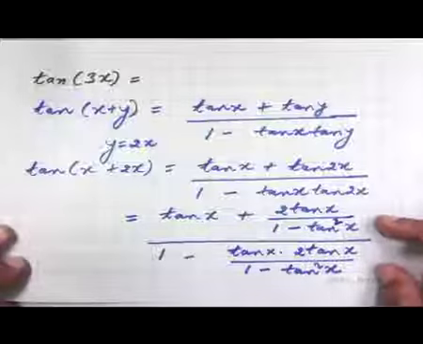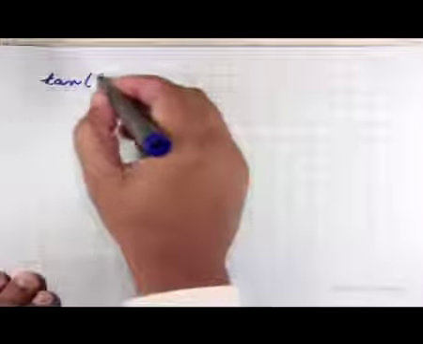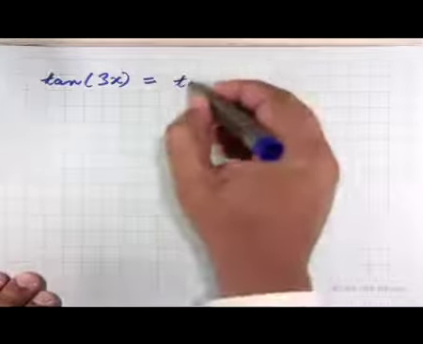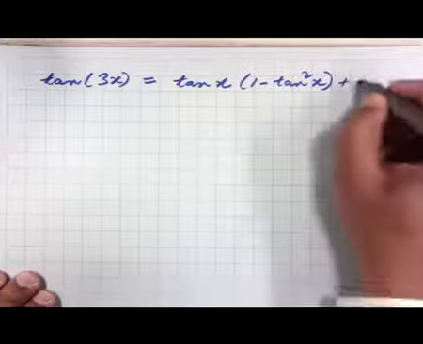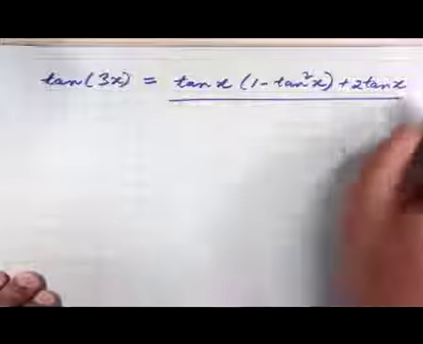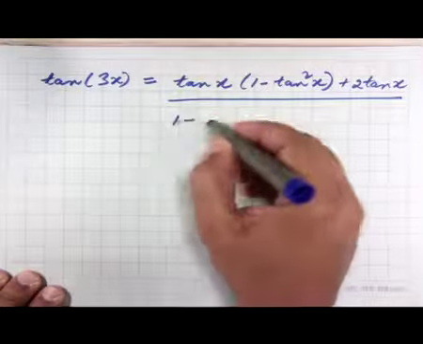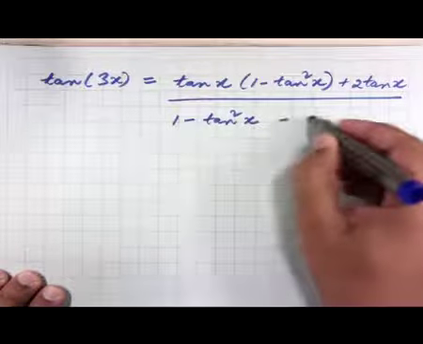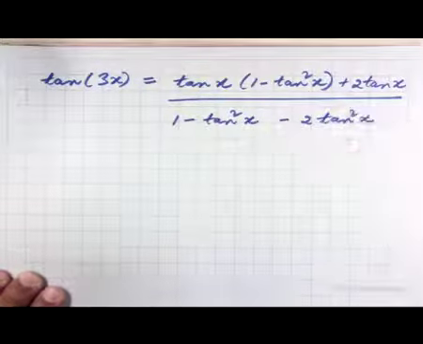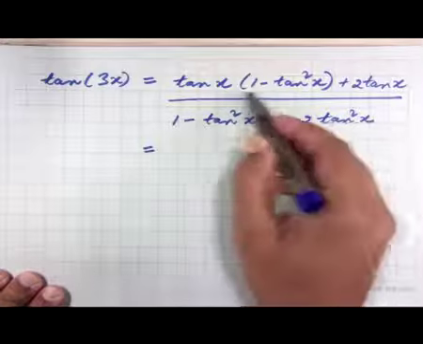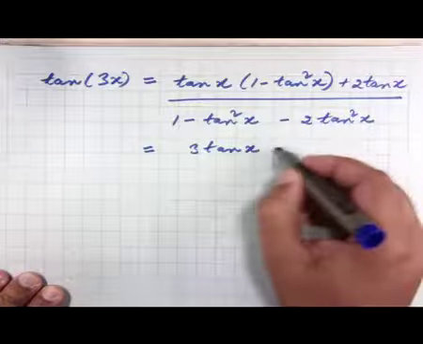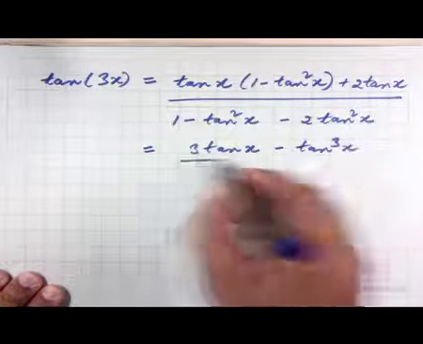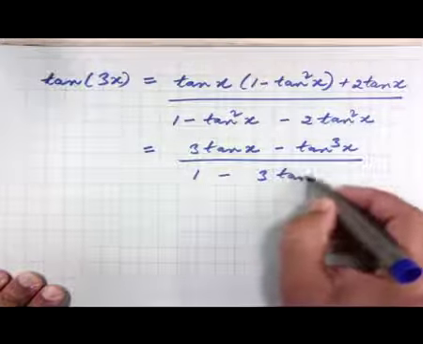and then multiplying both the numerator and denominator with 1 minus tan square x, we will get tan 3x to be equal to tan x times 1 minus tan square x plus 2 tan x, upon, so that is the numerator, 1 minus tan square x minus 2 tan square x, which is equal to, and then opening up these braces here, we finally get tan 3x to be equal to 3 tan x minus tan cube x upon 1 minus 3 tan square x.